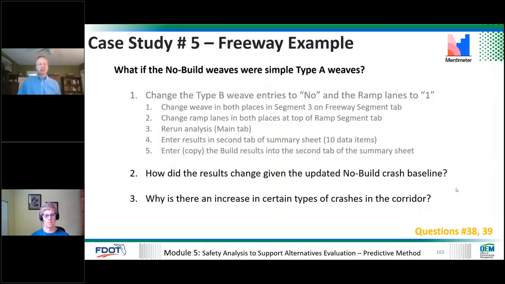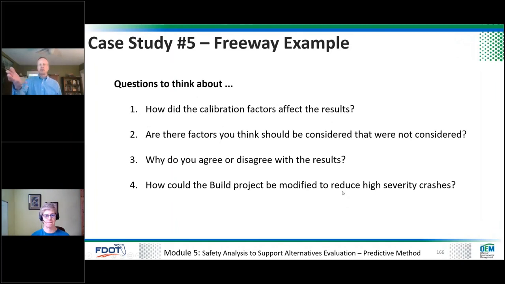I think that was a lot of detail. Hopefully you were able to follow along. And Adam, you probably have some questions. I am inclined to just go on to the last piece of this, questions to think about. How did calibration factors affect the results? In this case, they didn't. They were not part of it. We don't have them for freeways. What other factors should be considered that were not considered? Why do you agree or disagree with the results? And how could the build project be modified to reduce the high severity crashes? Those are important things to think through with every project.